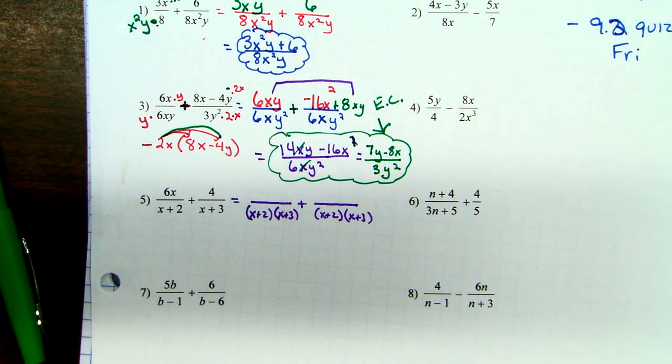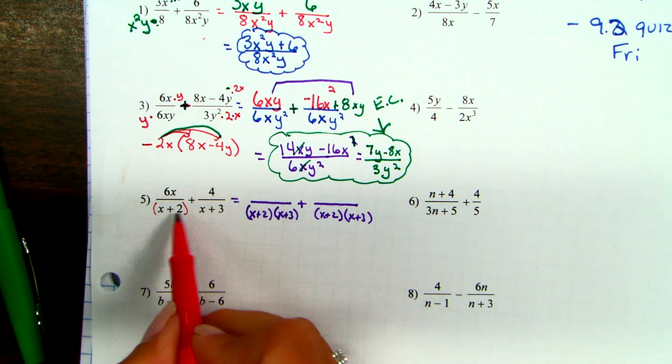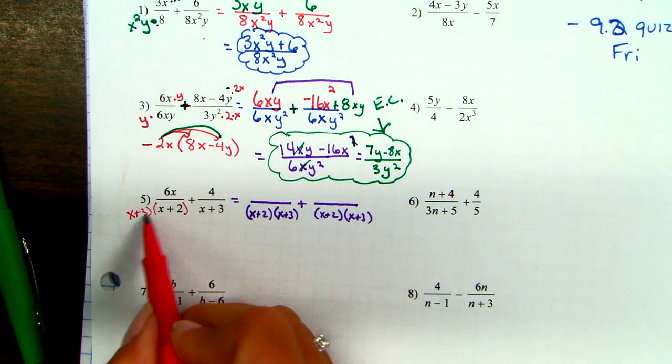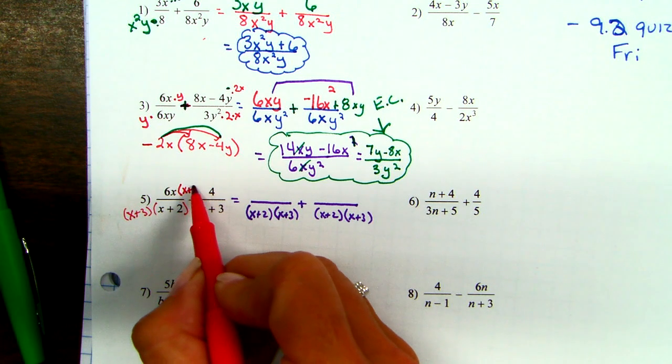Doesn't matter. So since I changed my denominators, I'm going to change my numerators. So in the first fraction, I multiplied it by x plus 3, right? So I'm going to multiply my numerator by x plus 3.